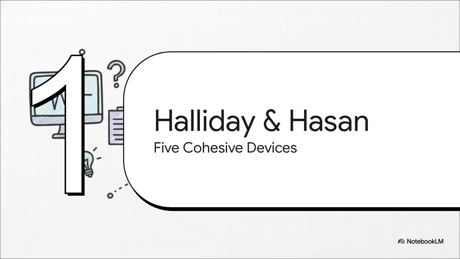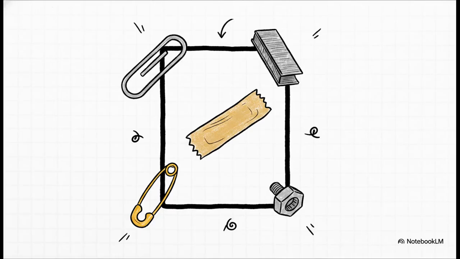Okay, moving to section 1. Halliday and Hasan's framework, the 5 cohesive devices. Let's unpack the exact toolkit we humans use to build these structural links. According to this classic framework, human language relies on 5 specific types of cohesive devices to weave sentences together. We've got reference, substitution, ellipsis, conjunction, and lexical cohesion. Each one acts like a different type of structural fastener. Let's take a quick look at each one.